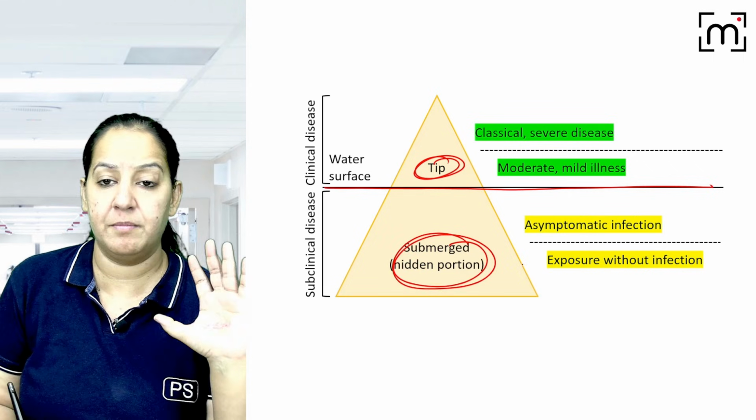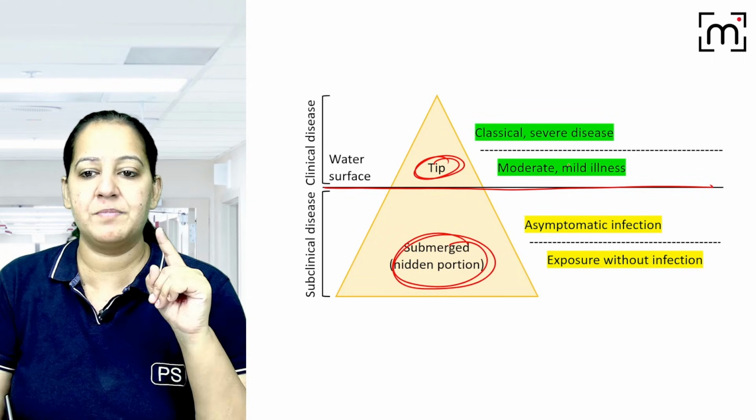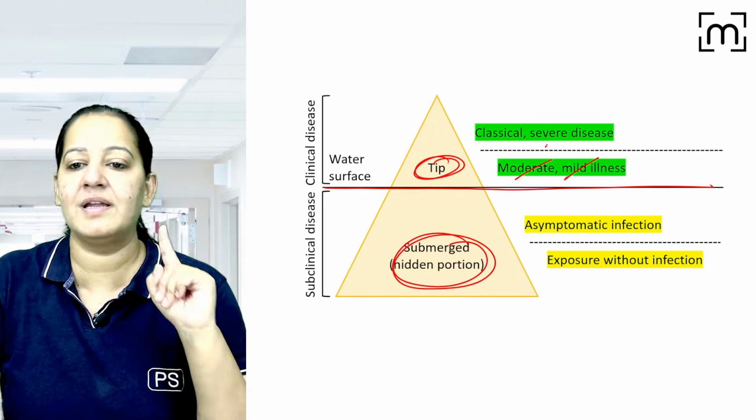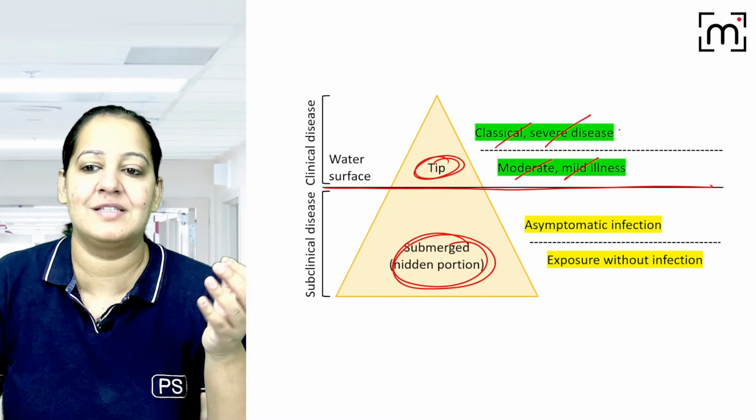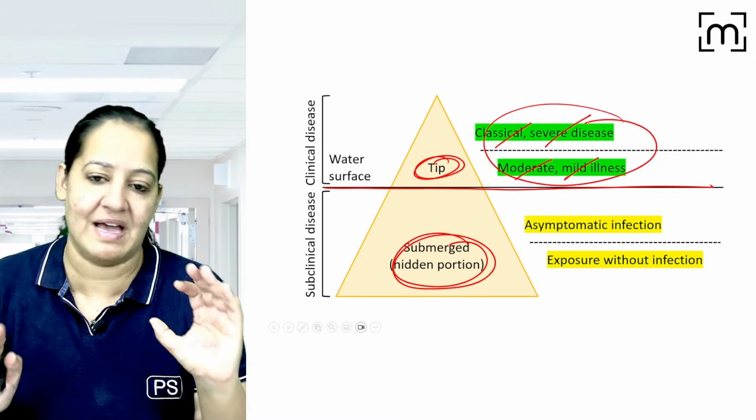This is the submerged hidden portion, which is large. Now see, what does the tip represent? Mild illness, moderate illness, severe illness, classical illness. So it's an illness, it's a disease. The person is aware that the person is having the disease.